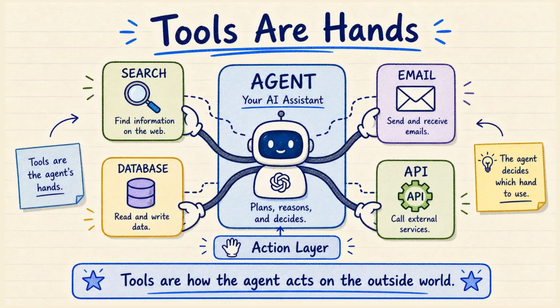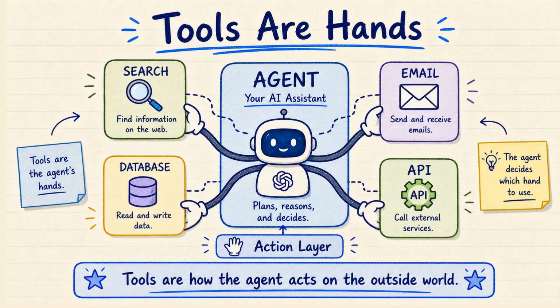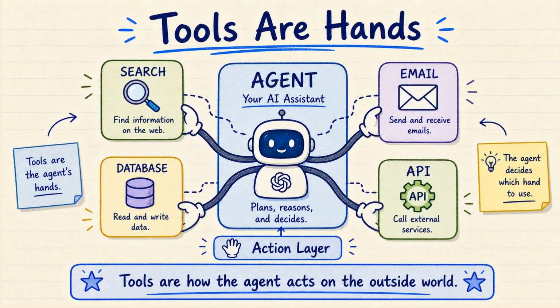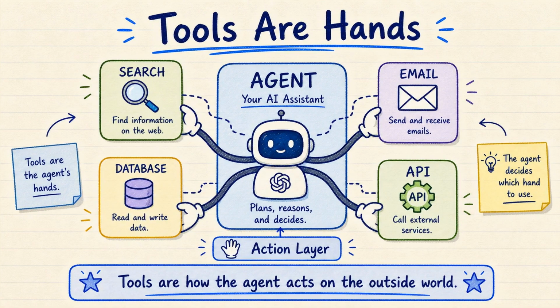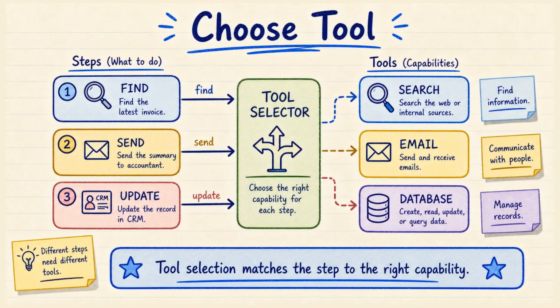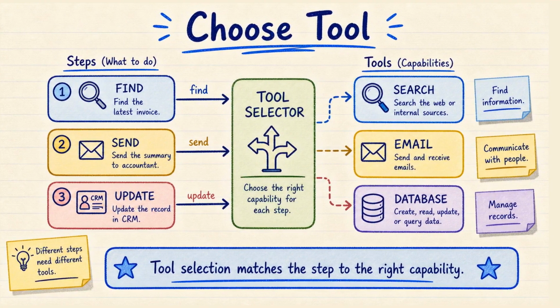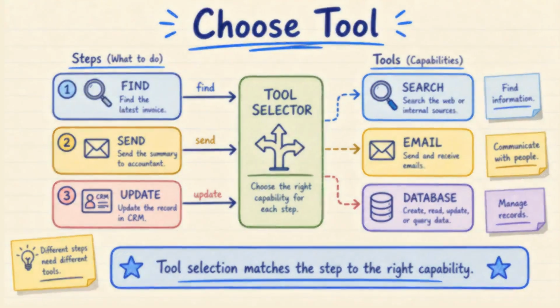If the LLM is the brain, tools are the hands. Search, databases, browsers, APIs, email systems, and file access are how the agent touches the outside world. A mature agent does not call tools randomly. It selects the right tool for the current step. If the task needs the latest invoice, search or storage may be right. If it needs delivery, email may be right.